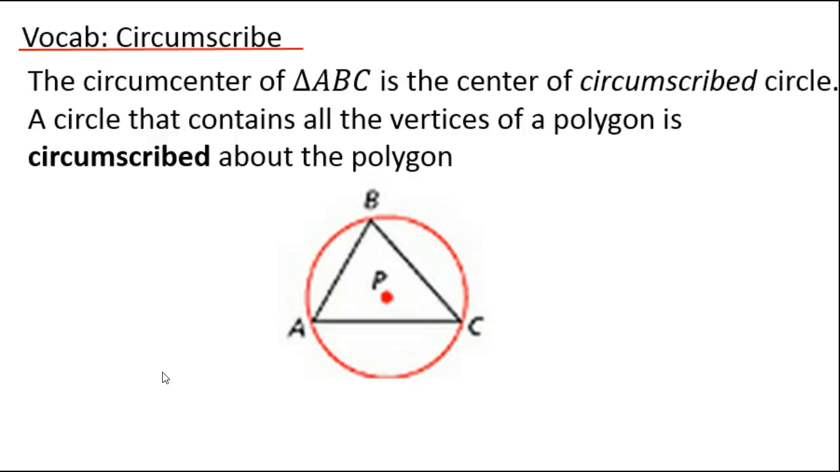So we have a new vocab term as well. It means circumscribe. The circumcenter of ABC is the center of the circumscribed circle. A circle that contains all the vertices of a polygon is circumscribed about the polygon. So here is our definition. That is what is meant to be circumscribed. Circum meaning around, and scribe meaning to write.